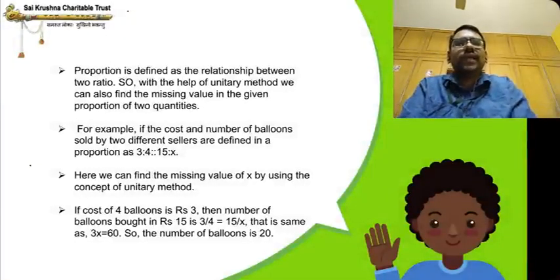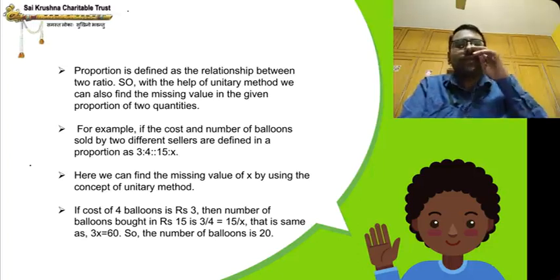Proportion is defined as the relationship between two ratios. With the help of the unitary method, we can also find the missing value in the given proportion of two quantities. For example, if the cost and number of balloons sold by two different sellers are in proportion 3:4 is 15:x. What does this mean? Here we can find the missing value of x by using the concept of the unitary method.